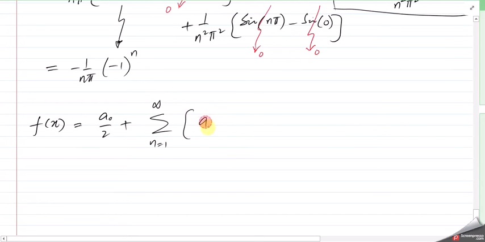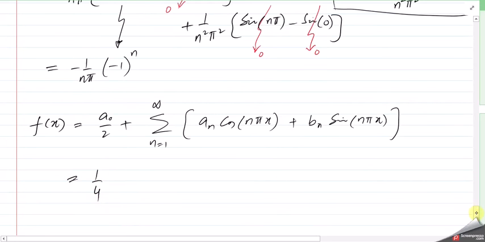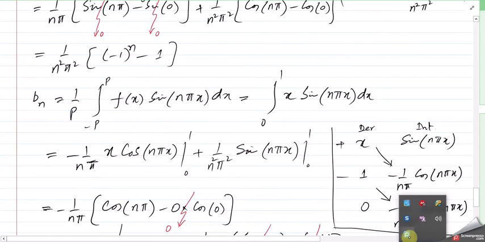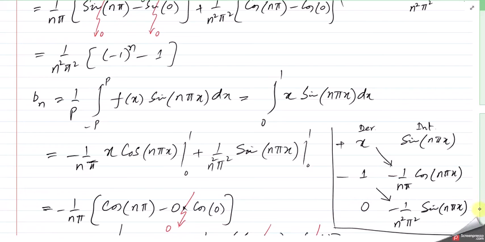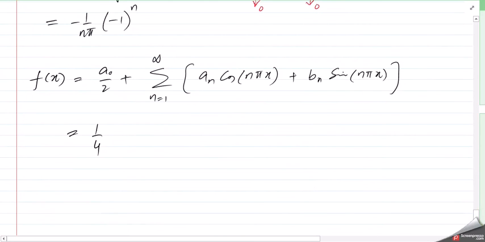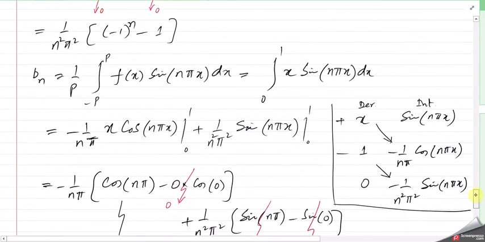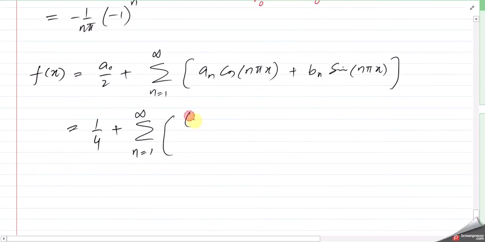Now we write our series: f of x equals a0 by 2 plus summation n from 1 to infinity of an cos n pi x plus bn sine n pi x. So let's put the values. That becomes 1 by 4 plus summation from 1 to infinity, an is over here, 1 over n squared pi squared times minus 1 power n minus 1, and bn is minus 1 over n pi times minus 1 power n.